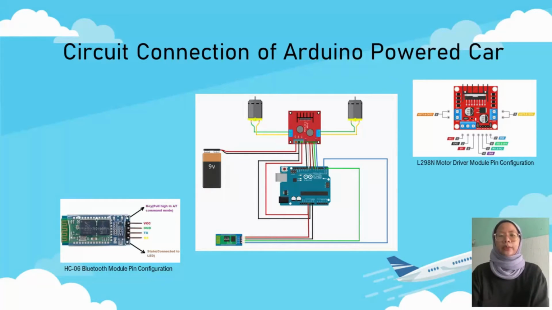For the slide in the middle, we can see how we set up our component and the hardware. For this circuit, we have two main components. The L298N motor driver module pin configuration is a controller that uses an H bridge to easily control the direction and speed of up to 2 DC motors. And next, we have the HC06 Bluetooth module pin configuration, which is used to control the robot car.